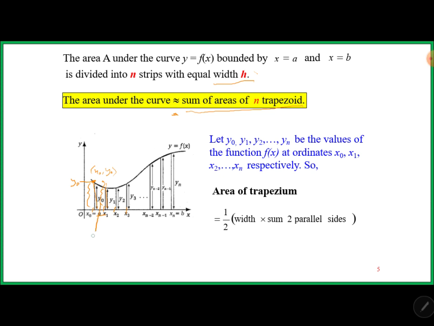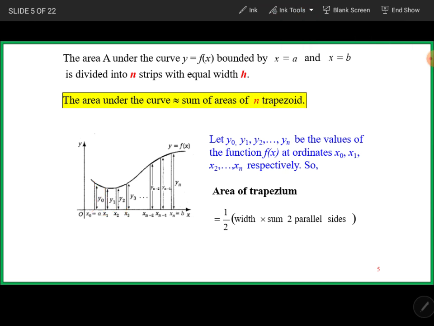Let's say we want to find the first trapezoid. We have this width, which, as we said earlier, is the same equal width h. This length is y0 and the other side length is y1. So what is the formula to find this area? It is 1 over 2 multiplied by h multiplied by the sum of the two parallel sides, y0 plus y1. That is for the first strip. How about the next strip? Let's see how we do for the other trapezoids.